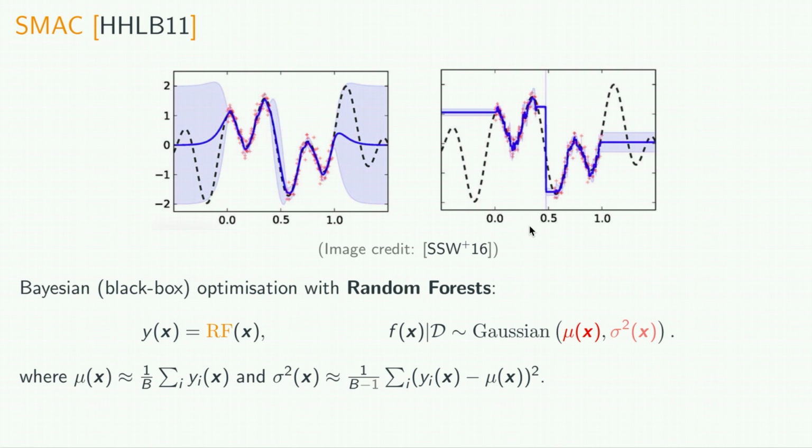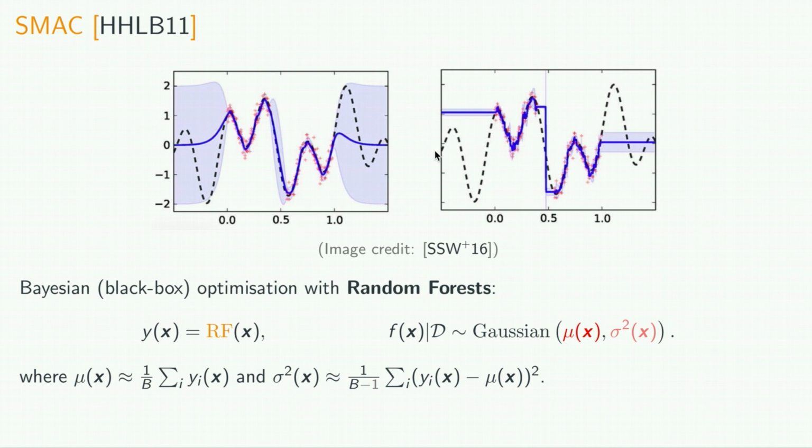And so what can be observed is when we use SMAC, we have to find a way to estimate this mean function and this variance. And one way of doing that is just to use the empirical mean and the empirical variance at the leaves.